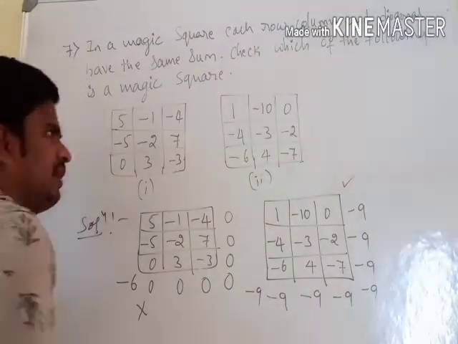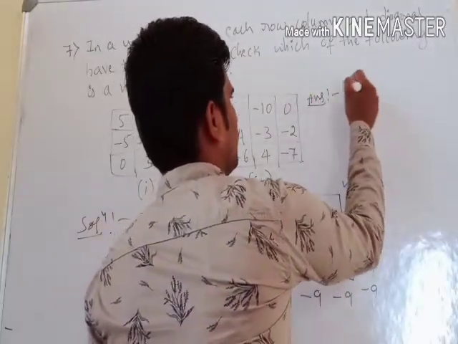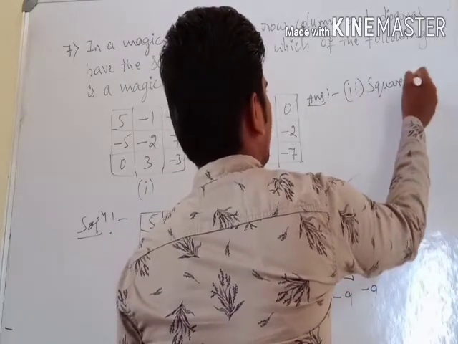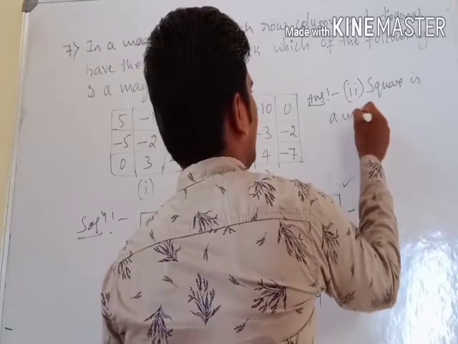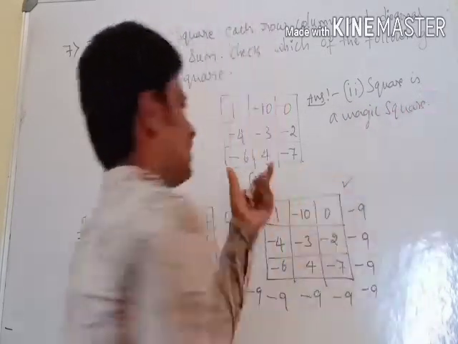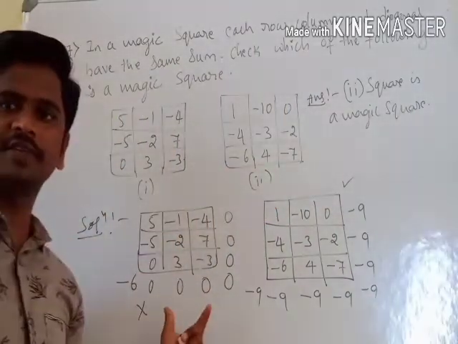So what will you write? The answer is, the second square is a magic square. Okay, that is the second square. This one is the magic square. The first one is not a magic square.